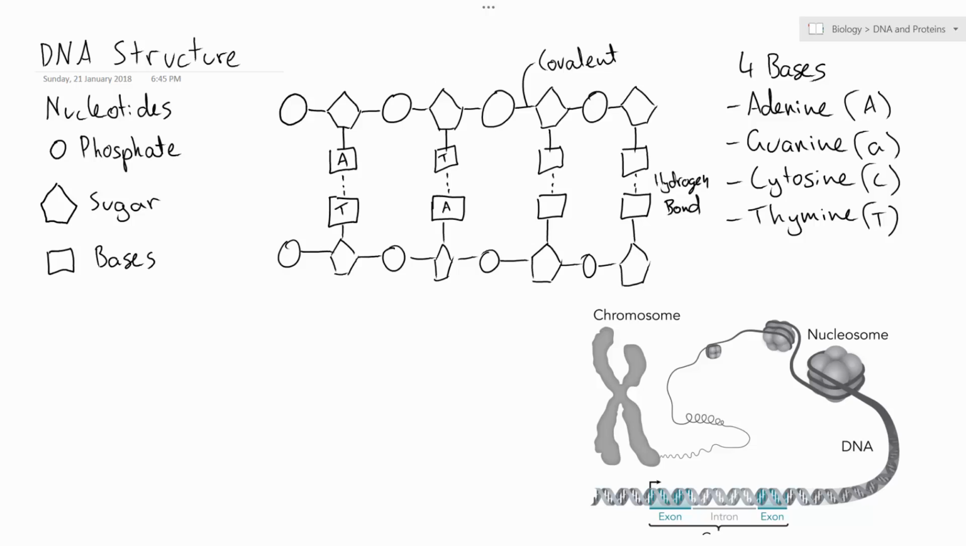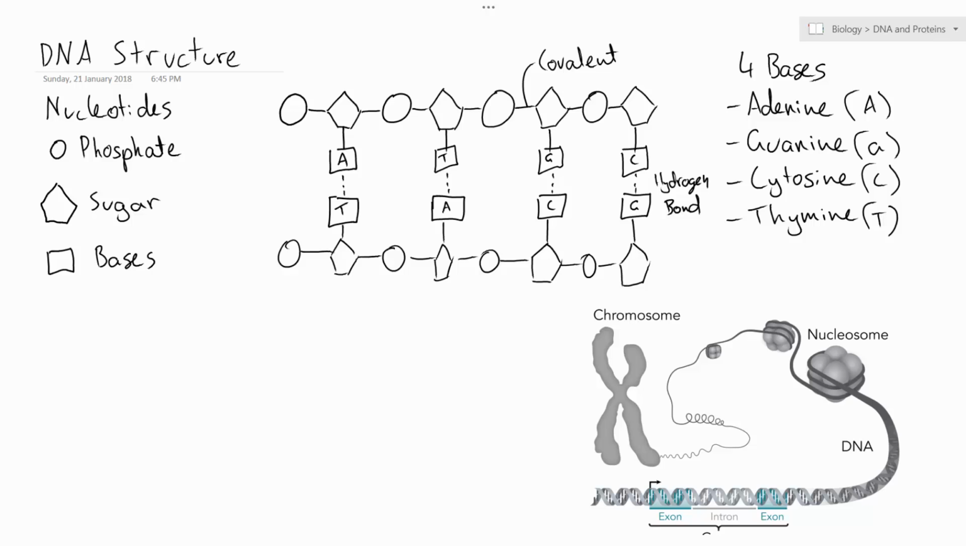Our other two bases bind together as well. So guanine and cytosine, G for guanine, C for cytosine, are the only two bases that will want to hold onto each other and form hydrogen bonds with each other. So we must have that particular arrangement in order for the DNA to be able to bind together via the bases.